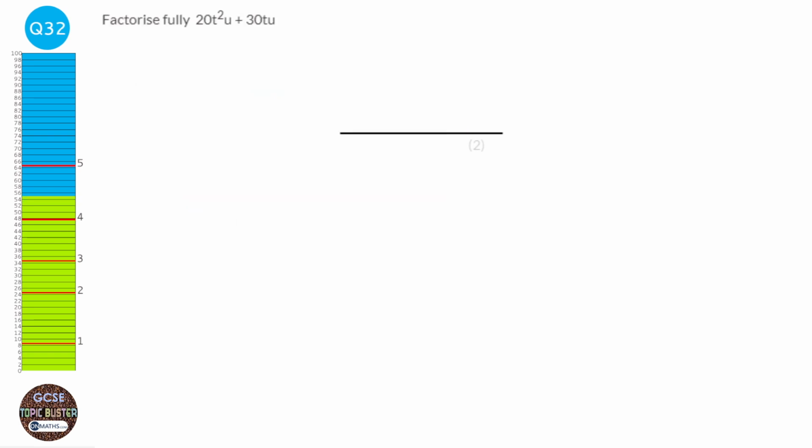So factorise means to put it into a bracket. And it looks like it's a quadratic here, but it's actually just a linear factorising because we don't have a number term. So we're going to just use one bracket for this. And looking at these terms, I'm going to focus first on the numbers. So 20 and 30, I can divide both of those by 10, and that will leave 2 and 3. So that's the numbers done.